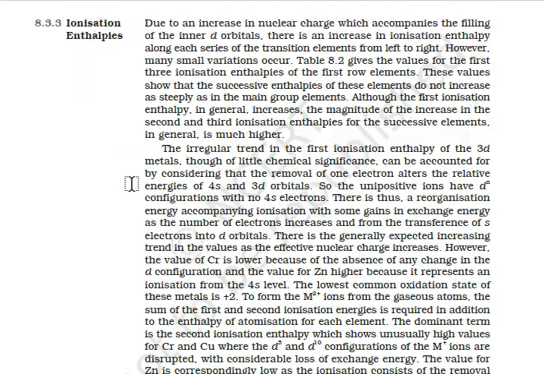Next, ionization enthalpies. Due to the increase in nuclear charge, which accompanies the filling of the inner d orbital, there is an increase in the ionization enthalpies along each series of the transition elements from left to right. However, many small variations are shown in the table.